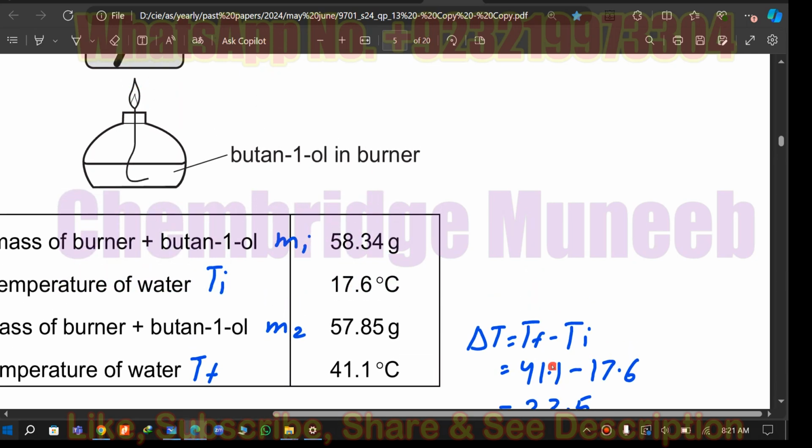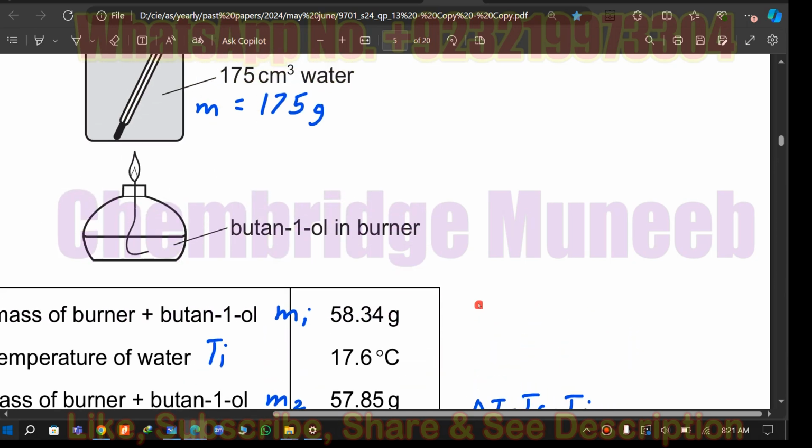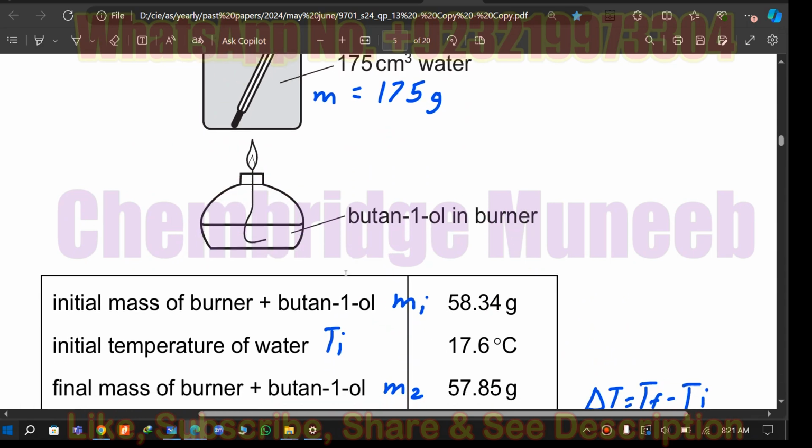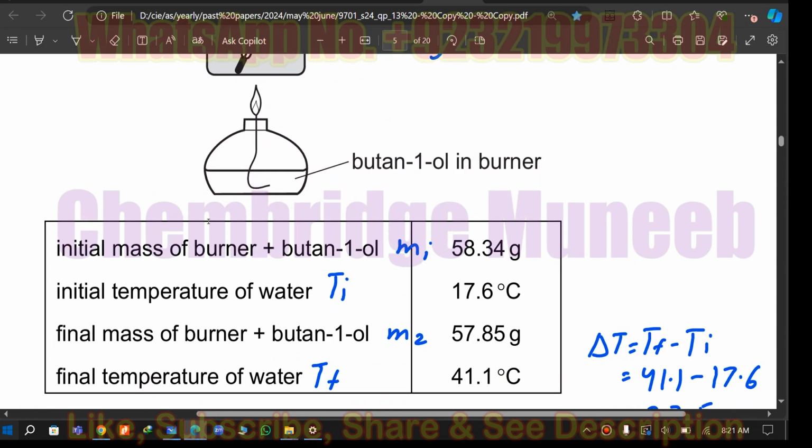After that we need to find the mass of the compound which is used or burned. Butanol is the compound here. Here the masses are given for burner plus butanol, the initial mass, and after the reaction was completed, the final mass was given for burner plus butanol. So we can take their difference as well.